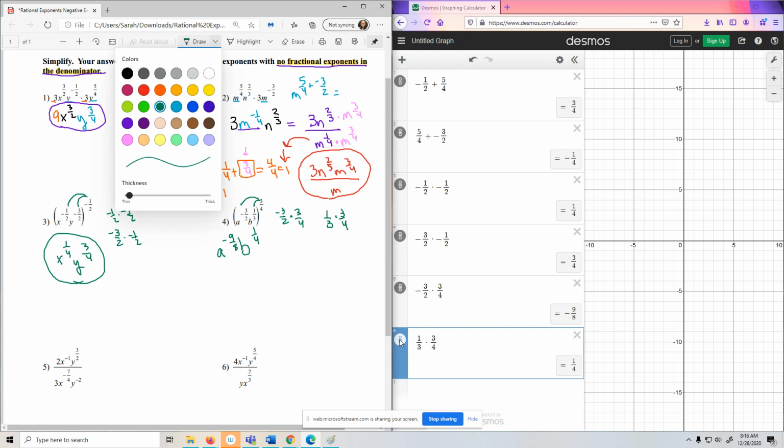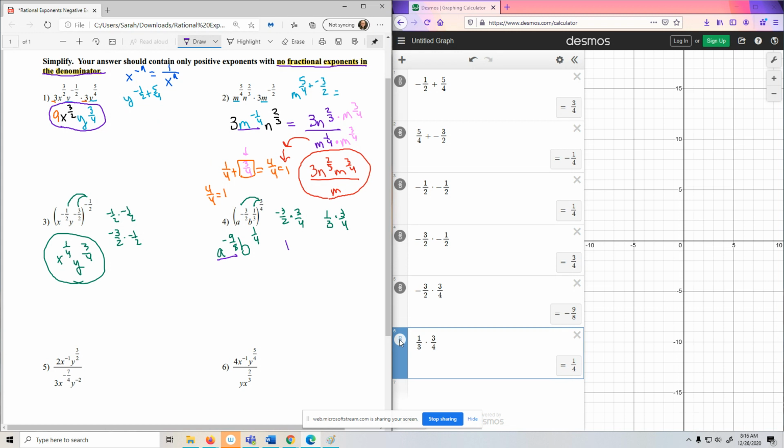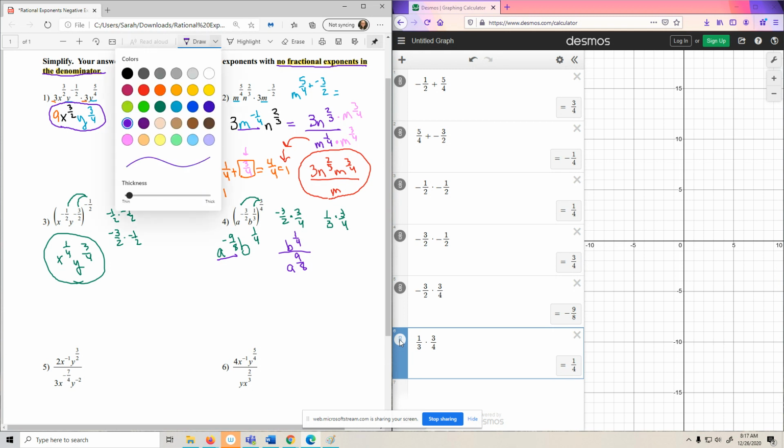I do have a negative exponent, so I need to move that negative exponent down to the denominator. So b to the 1/4 stays up top since it's positive. This becomes a to the 9 over 8 down the denominator. Remember, when you move things down, the exponent becomes positive. We're good, except for we don't want a fraction exponent in the denominator.